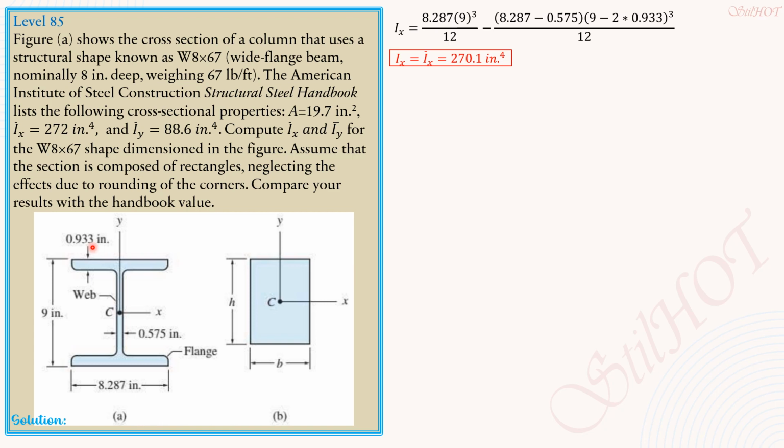0.933 over 12, plus the moment of inertia of this inner rectangle with respect to the centroidal y-axis also, which is 0.575 cubed times quantity 9 minus 0.933 over 12. So I y equals 2 times 8.287 cubed times 0.933 over 12, plus the moment of inertia of this web here, which is 0.575 cubed by 9 minus 2 times 0.933 over 12.